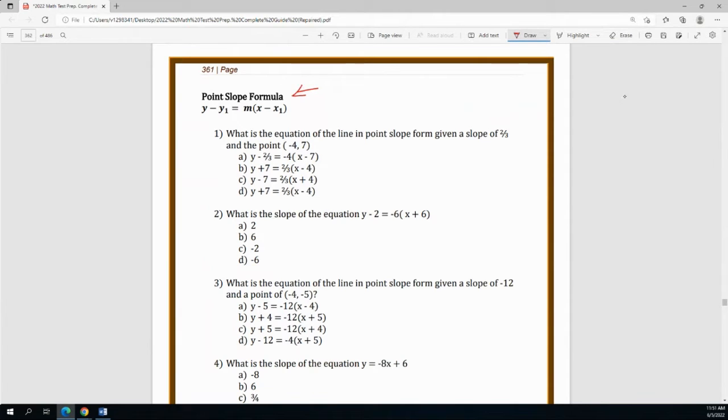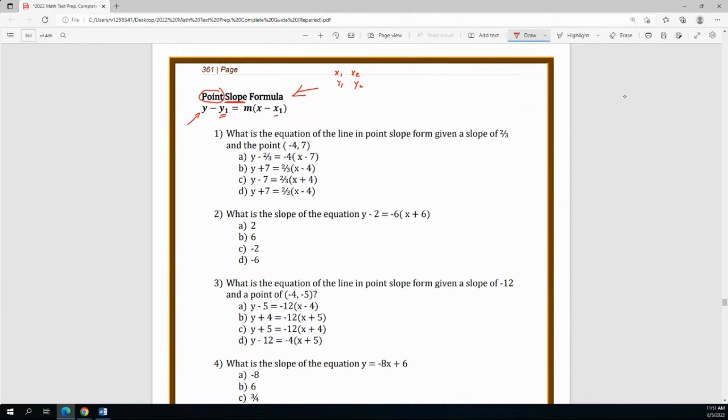Point slope formula. This is another formula that can be used for graphing using 1 point and the slope. So let me show you what that is. You'll notice that it looks like y minus y1. Do you remember in the previous example when we talked about x1 and x2 and y1 and y2? That's why this is here.